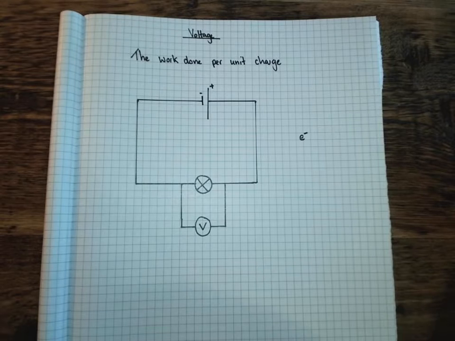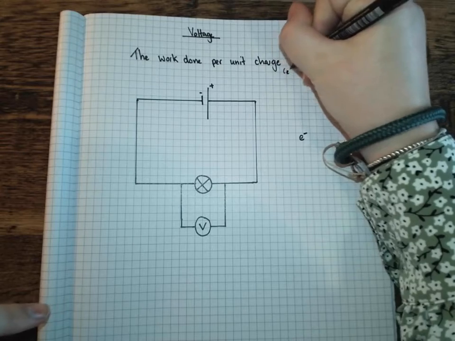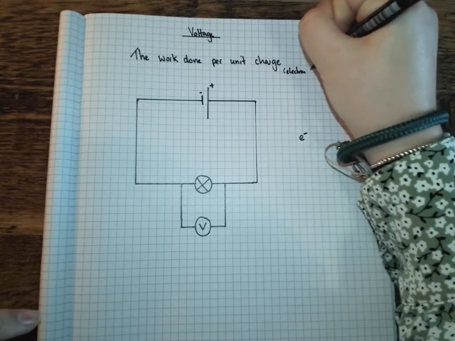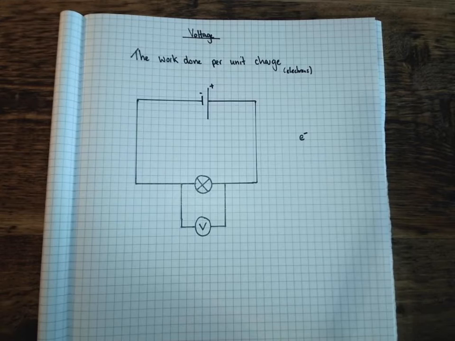Okay, so this little video is just about what voltage means. When we talk about voltage, we talk about it as being the work done per unit charge. When I'm talking about the charge here, I'm really talking about the electron, because remember the electrons carry the charge. And actually when we talk about voltage, I'm really talking about two different types of things: something called the potential difference and something called the EMF, the electromotive force.